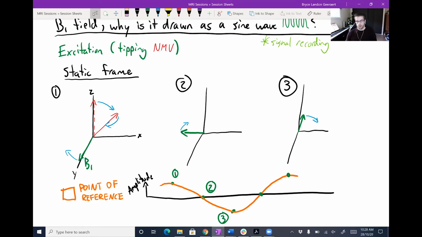So that's one way for us to increase our signal to noise ratio, which will come up later. It gives us more signal to work with, and that lets us have higher resolution images and all these great things.